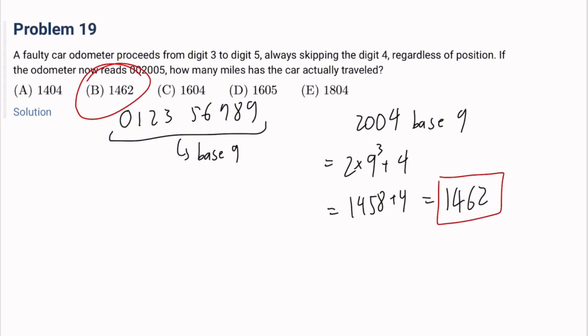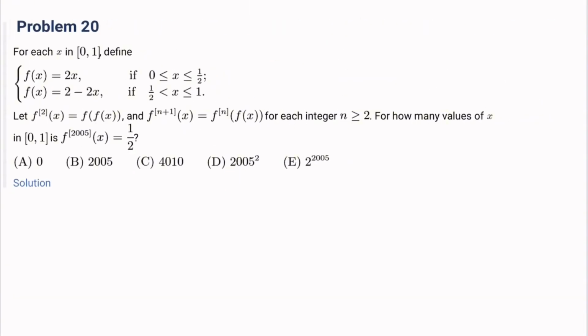It's B. Number 20. For each x in [0, 1], define f(x) as 2x if x is between 0 and 1/2, and 2 minus 2x if x is between 1/2 and 1. And so let f2(x) be f(f(x)), and f(n+1)(x) will be f(fn(x)), right? And for how many values of x in [0, 1] is f2005(x) equal to 1/2? Okay, so this one we have to work backwards, right?